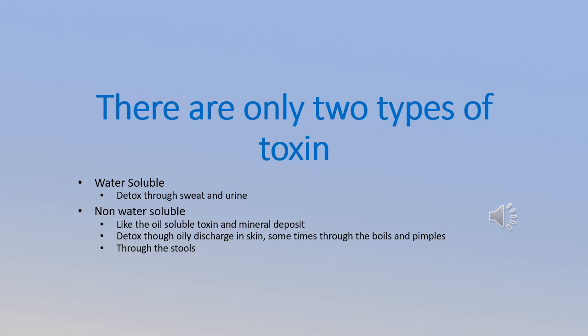When it comes to toxin, there are only two types of toxin in the body. One is water soluble, one is non-water soluble. The water soluble normally detox through the sweat and urine. The non-water soluble, sometimes oil toxin, or minerals like the calcium deposit inside the body, the calcium stone, are non-water soluble. So normally they detox through discharge in the skin, and sometimes through boils and pimples on the skin. And most of this insoluble toxin is also discharged through the stool.